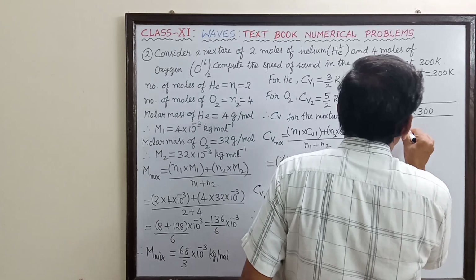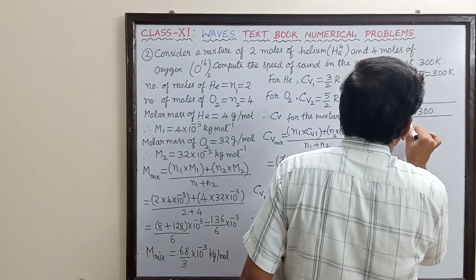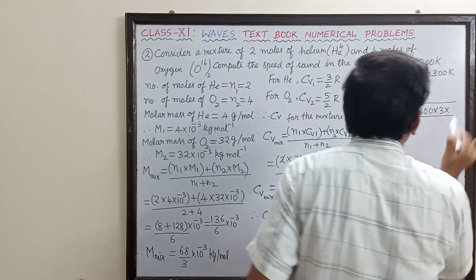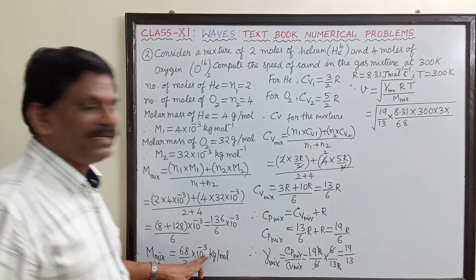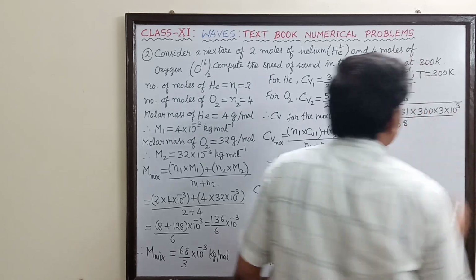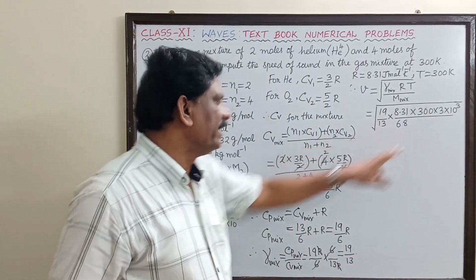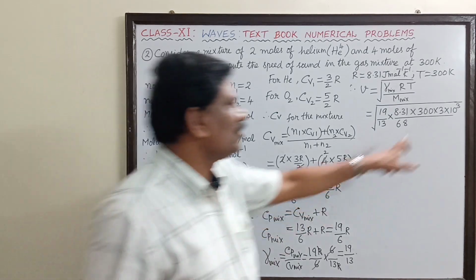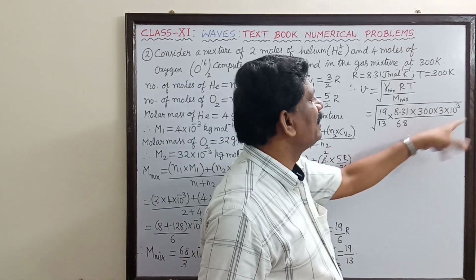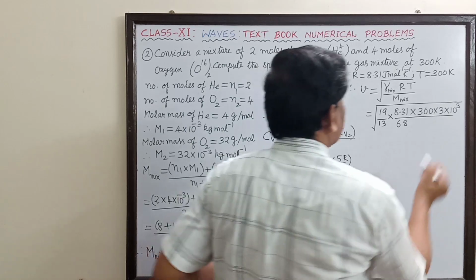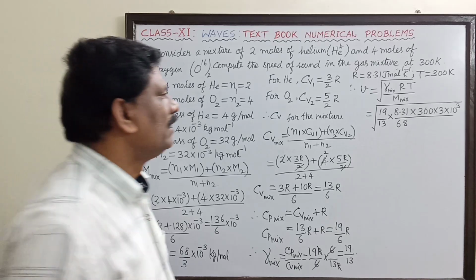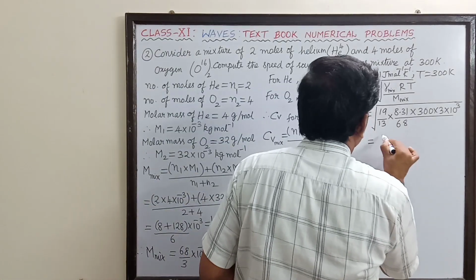So here this is 68 divided by 3. So that 3 is going up into 10 power minus 3 is here, is it not? Here this is a 10 power minus 3, that is going up as 10 power 3. So how I have substituted this value 68 by 3, this 3 is in the denominator, so here we have to write it in the numerator. Then 68 into 10 power minus 3 should be written, that 10 power minus 3 is going up. Okay, so 68, that 10 power minus 3 goes up as 10 power plus 3.